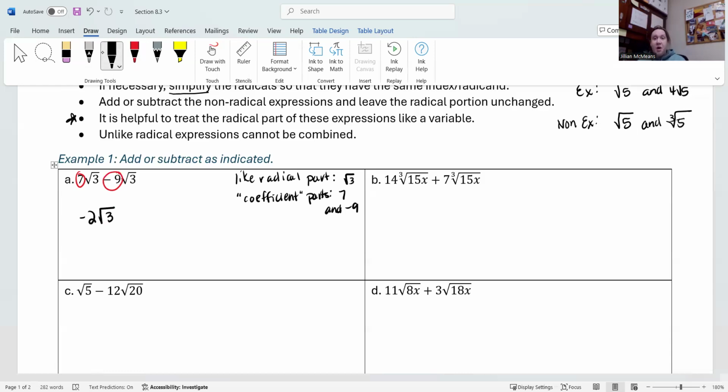So for just a brief moment, we're going to jump over to the calculator. So write this down, pause the video if you need to. What we're going to do is take 7 square root 3, subtract 9 square root 3, and verify that that equals the same thing as negative 2 square root 3. So let's go over to the calculator. Hopefully I have it up. I think I do.